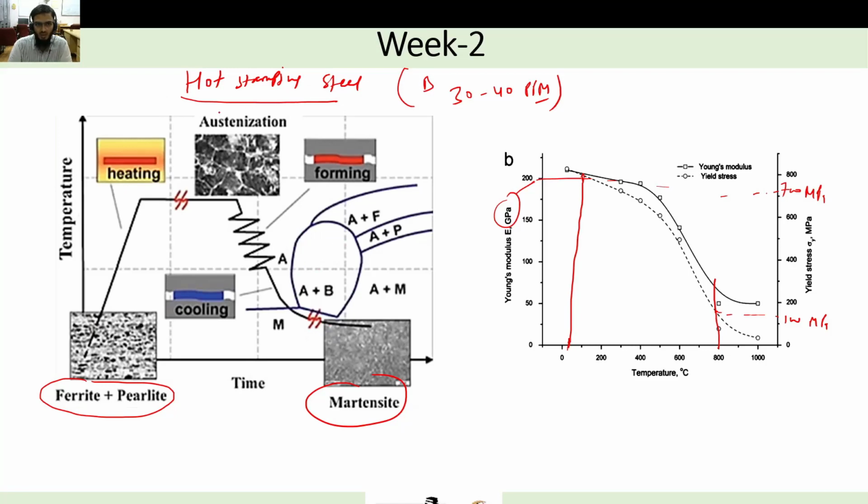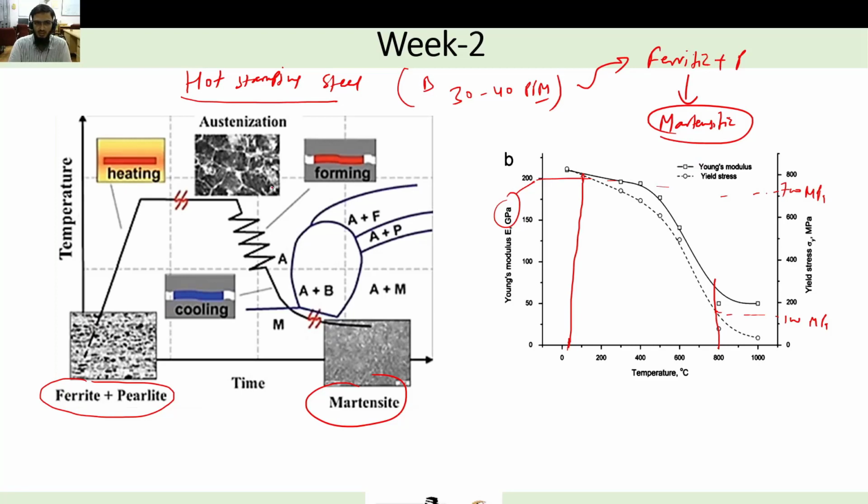So to summarize, in hot stamping steel we start with the ferritic plus perlitic structure, but after all this heat treatment cycle, we end up with a martensitic microstructure. At a high temperature you get the advantage of good formability, and at the lower temperature you get martensite, which is a very high strength and very high hardness phase.